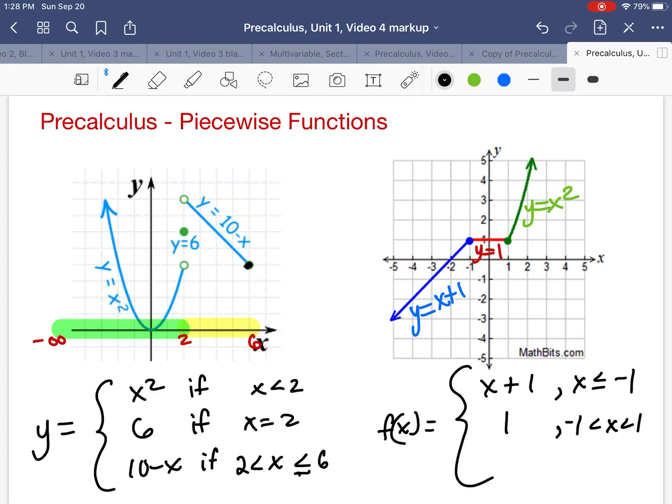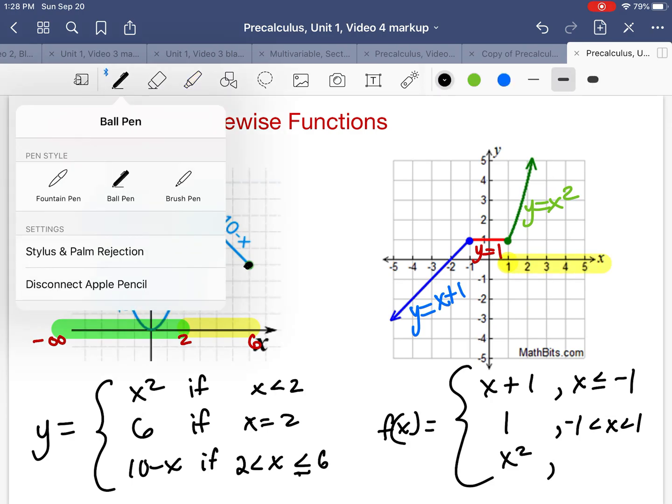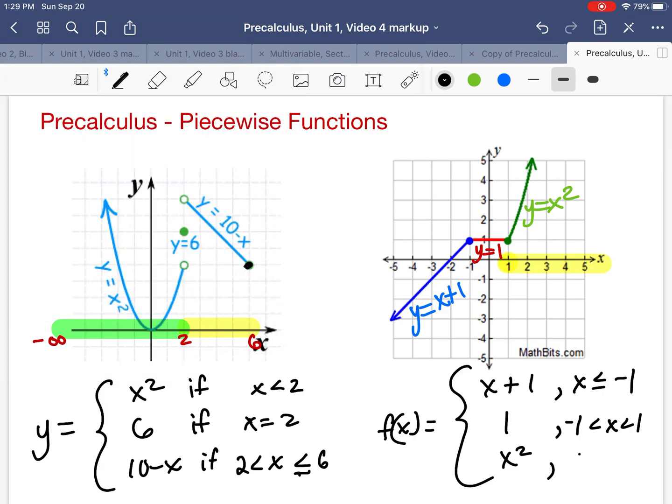And then the green graph is y equals x squared. So I'm going to say use x squared when I am everything to the right of 1. So notice that that graph starts at 1 and it goes all the way this way. All right. So I'm going to say use that graph when x is greater than or equal to 1. So that's how you write equations of pictures.